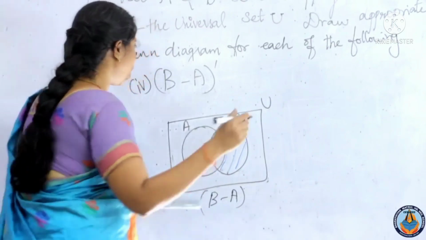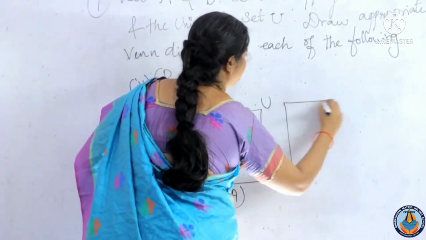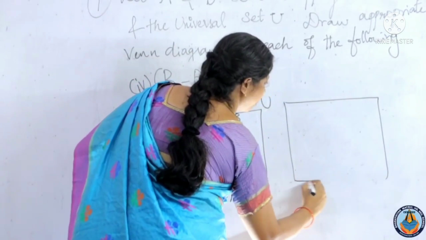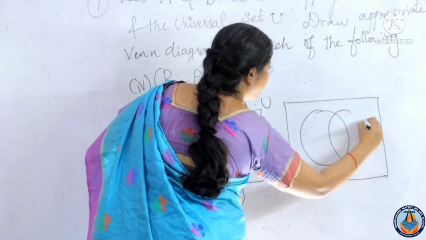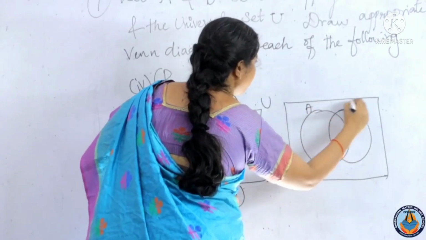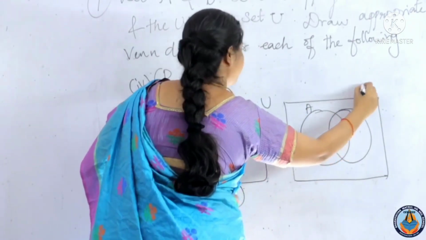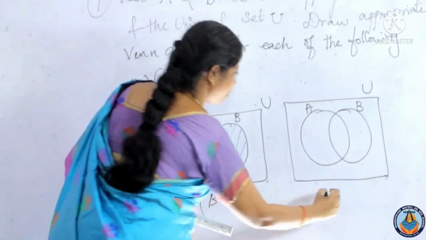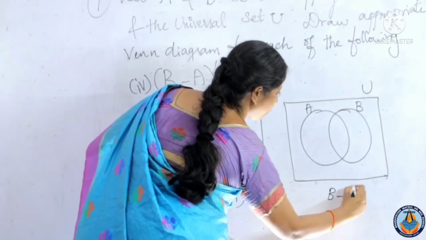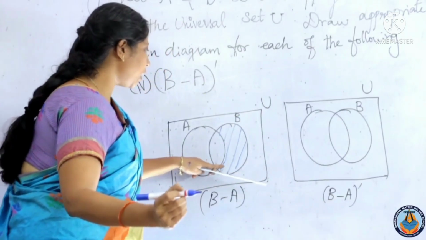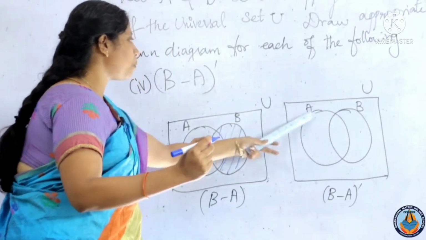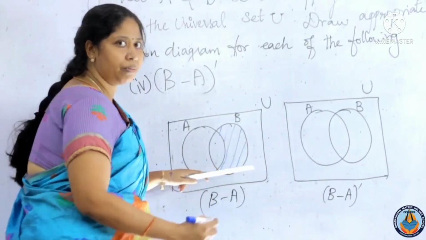Next you have to draw (B minus A) dash. You have to neglect this portion, and the other portion you have to shade.